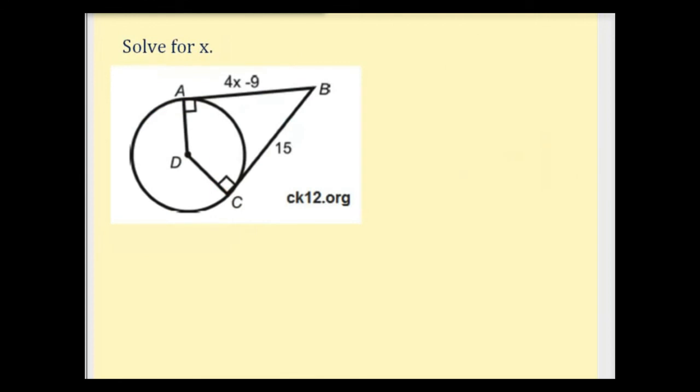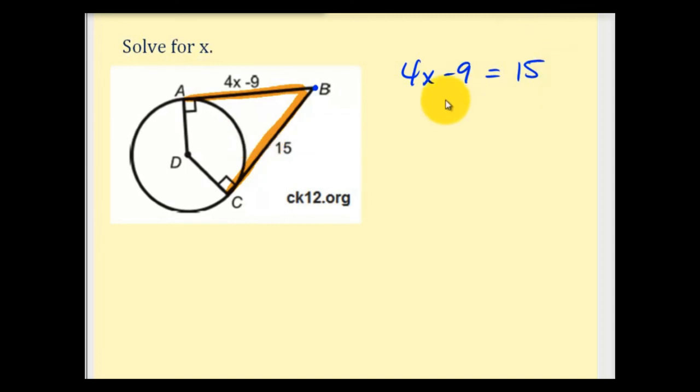Here's our second example. And again, if we consider point B, segment AB is going to be congruent to segment CB because they're both tangent to the circle and they share the endpoint B. So we can set up an equation to solve for x. 4x minus 9 must equal 15 since the segments are congruent.